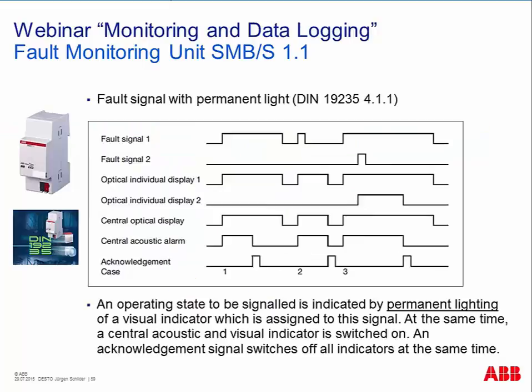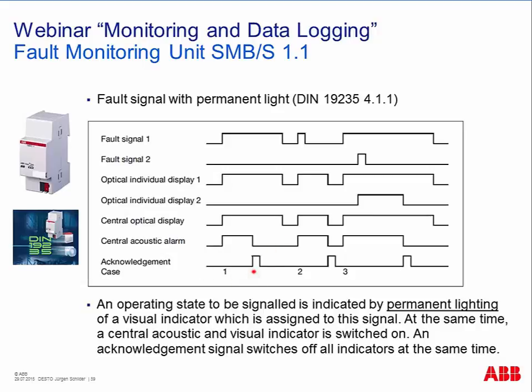Yeah, let's have a look at the real logic of these 4 types of fault monitoring. I start here with the mode fault signal with permanent light. Let's have a look. Here's a diagram with 2 fault signals, fault signal number 1 and 2. And of course, for each we have an individual optical indication. We have the central acoustical indication, and we have this acknowledgement. So let's start. Fault signal 1 appears here. Immediately the optical local indication will be activated, as well as the central ones.